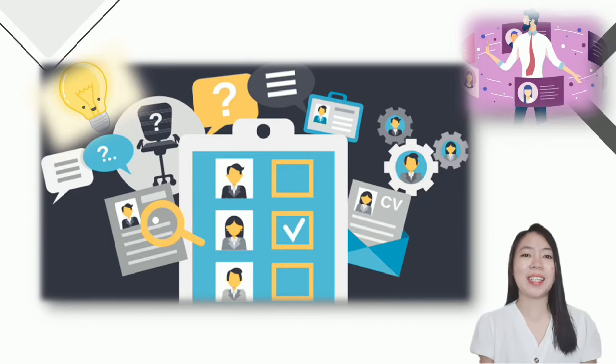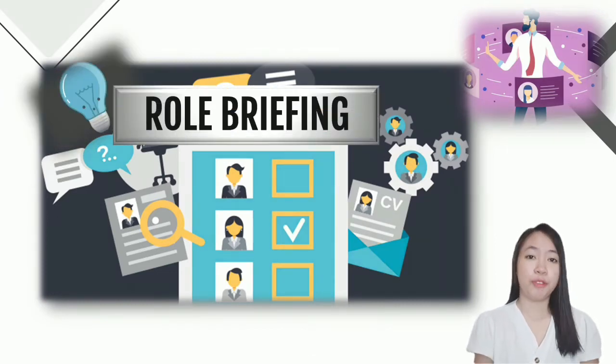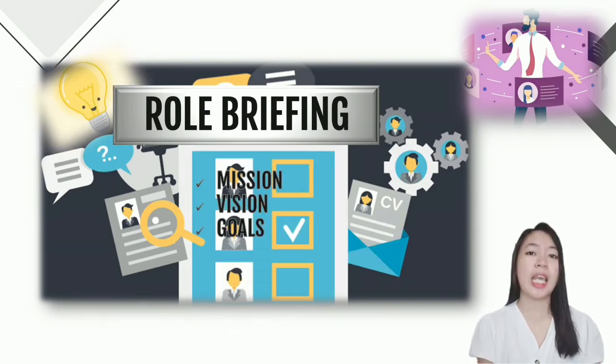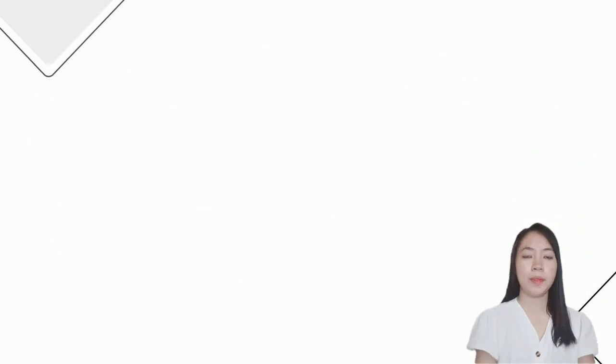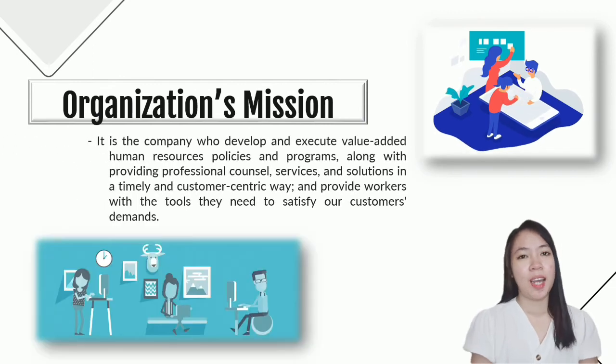We will now discuss the role briefing that every employee should have. The first thing they have to know is the company's mission, vision, and goals. Let's start with the organization's mission.